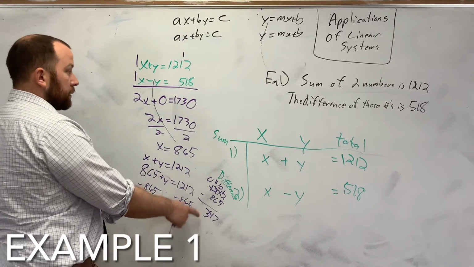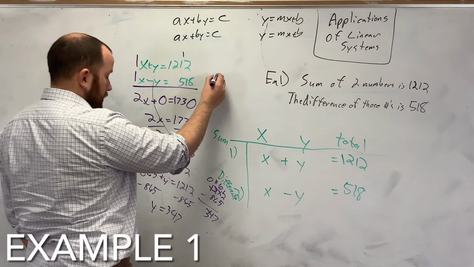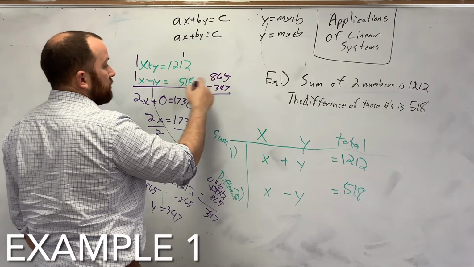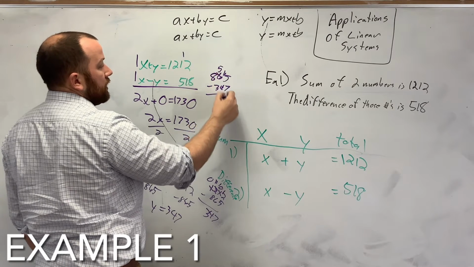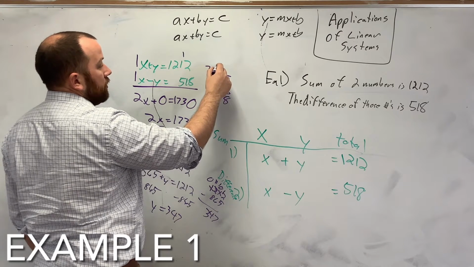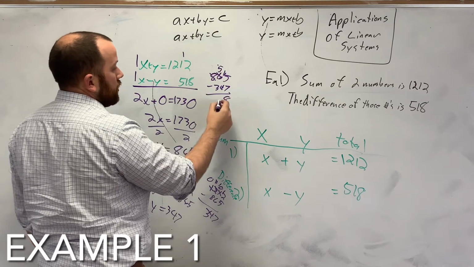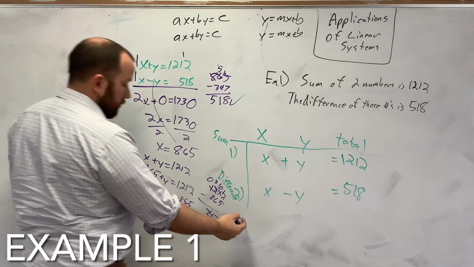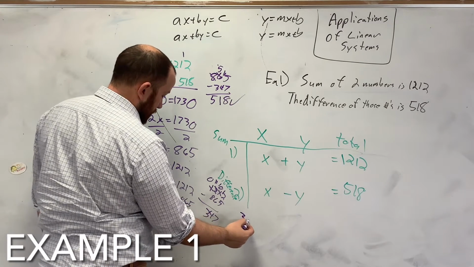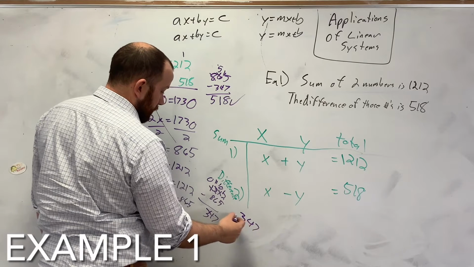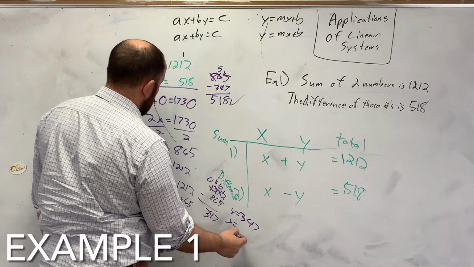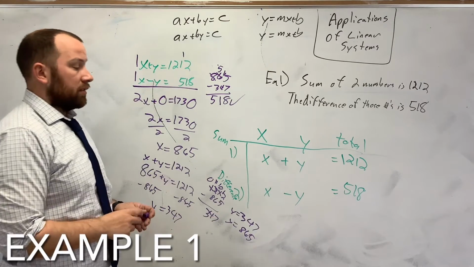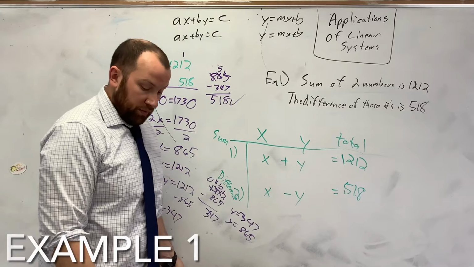All right, since I know that's what I got here, let me check right here. So 865 minus 347 should give me 518. So 518, check. So my numbers here are 347 and 865. Those are the two numbers. Their sum gives me the 1212. Their difference gives me 518.